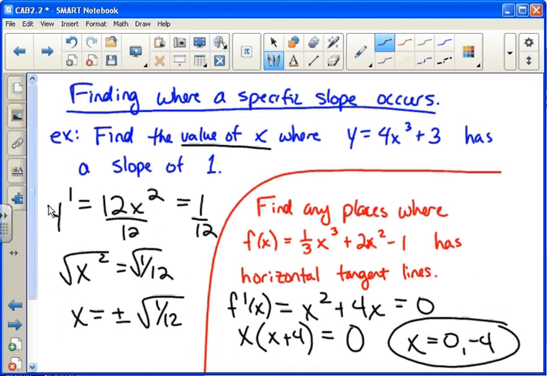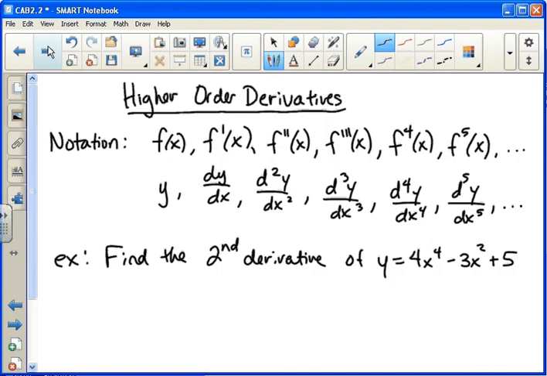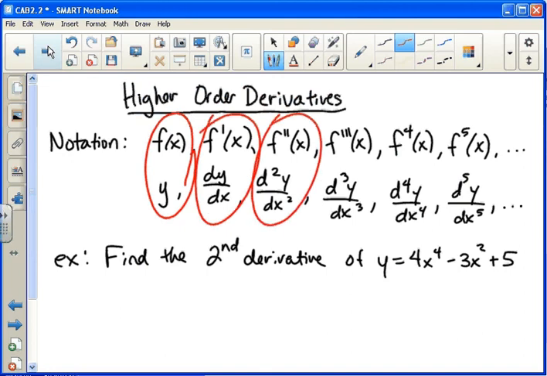The second thing you need to know how to do is higher order derivatives. Everything we've done up to this point is first derivatives. You also need to know how to do second derivatives. Here's the notation. You have the original function, the first derivative, the second derivative, and third derivative, and so on. And you see how it's written for both Newton notation, which is on top, the f of x, the f prime, and so on, and Leibniz notation, the y, the dy over dx, and so on.